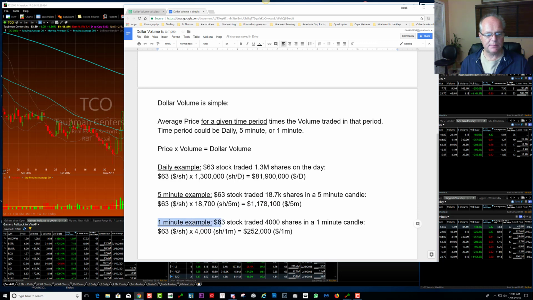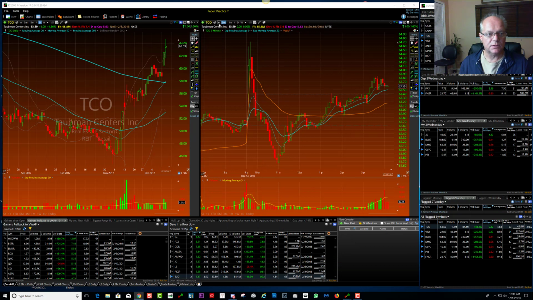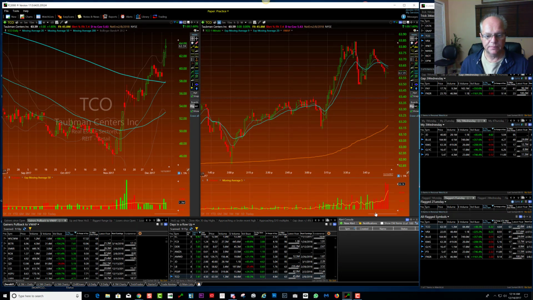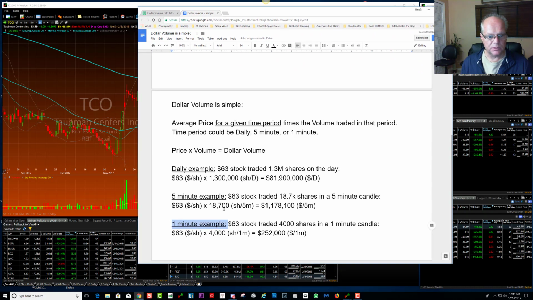Then a 1-minute example for the same $63 stock. You change to the 1-minute chart here, and let's go earlier in the day. We pick a typical 1-minute candle. What do we have? 7.8K. The example I picked earlier to do this calculation was a 4,000 share candle during the 1 minute. So $63 times 4,000 shares is $252,000 traded in that 1 minute.